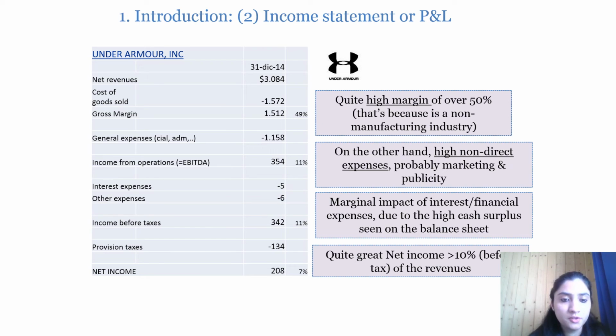Another thing, after paying their interest and other expenses, the income before taxes is 11%. They say there is a marginal impact of interest and financial expenses due to the high cash surplus seen on the balance sheet. So it means that they have a high amount of cash surplus that they could invest in other activities. On the other hand, the net income is more than 10%. Quite a great net income, which means that before the taxes, it's 11%, so they are gaining quite good revenue.